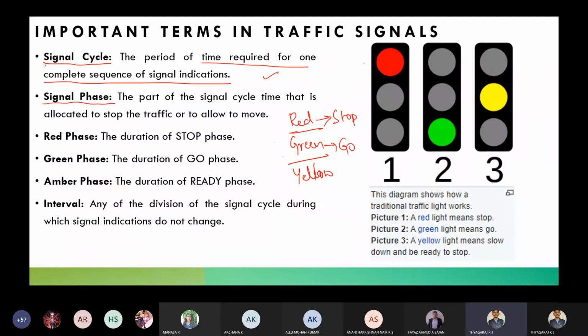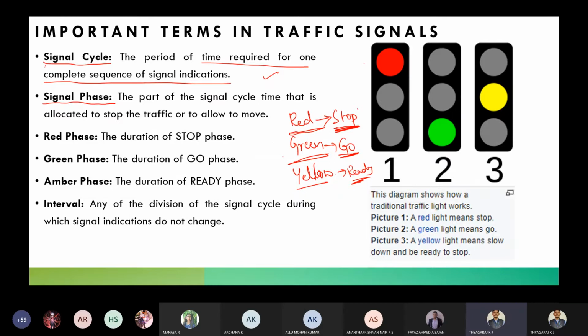So phase is a part of the signal cycle time which is allocated to stop or allow movement. There are two phases: red phase, which indicates the stop signal, and green phase, which indicates the go phase, and yellow phase indicates ready or slow. Remember, signal cycle means completion of the entire set of signal indications. Signal phase is a part of the signal cycle used to allow the vehicle to stop or to move. Then red phase means the duration of the stop phase.